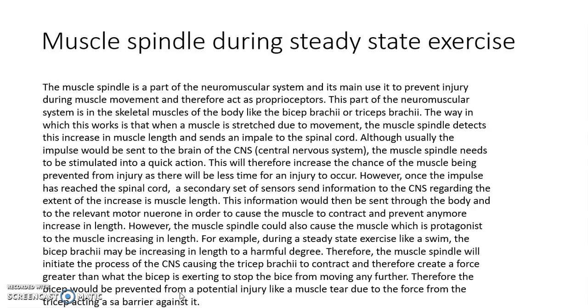The muscle spindle detects this increase in muscle length and sends an impulse to the spinal cord. Although usually the impulse would be sent to the brain or CNS, central nervous system, the muscle spindle needs to be stimulated into a quick action. This will therefore increase the chance of the muscle being prevented from injury, as there will be less time for injury to occur. However, once the impulses reach the spinal cord, a secondary set of sensors send information to the CNS regarding the extent of the increase in muscle length.